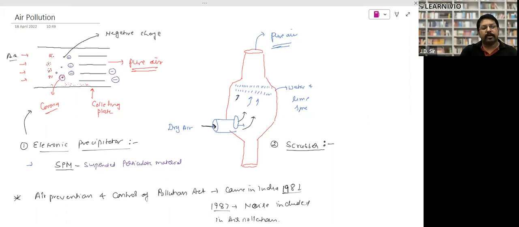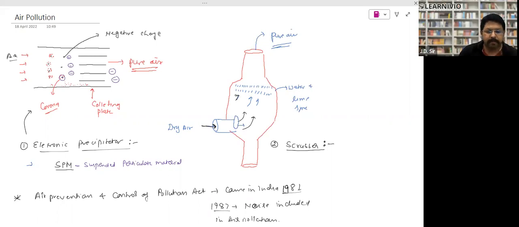So when air enters, the negatively charged plates trap the suspended material and pure air passes, right? This is called the electrostatic precipitator. Nowadays in cars we are using air filters, and air filters also have an electrostatic precipitator as well.